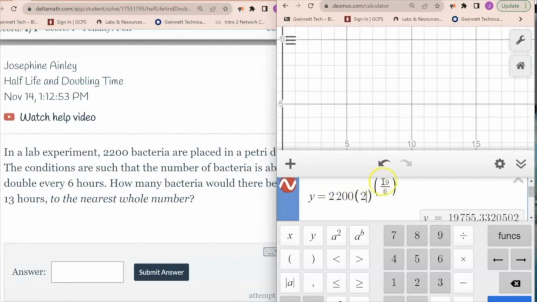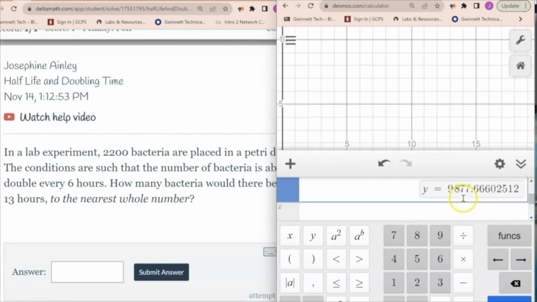So the number is 2. The total amount of time, which is 13 hours, over the amount of time it takes to double or to halve, which is 6. And so that answer is 9877 point something, to the nearest whole number, which means what?